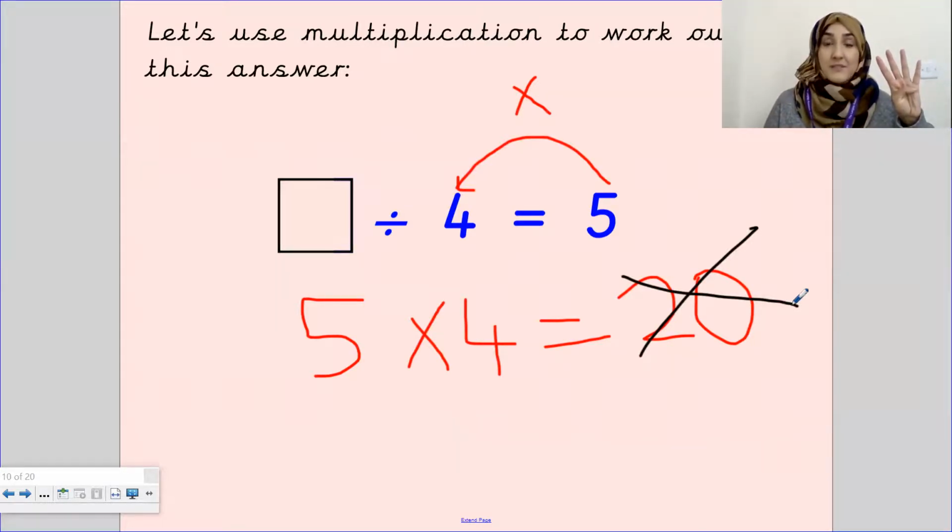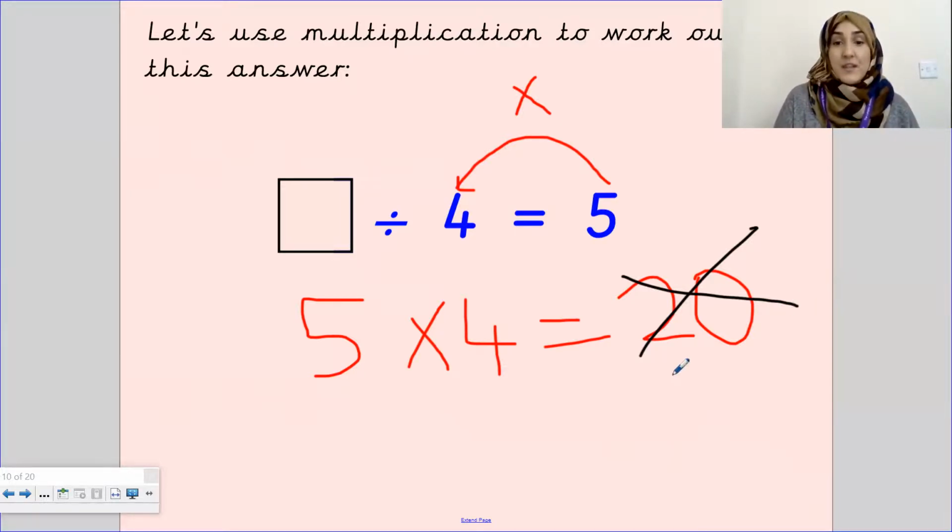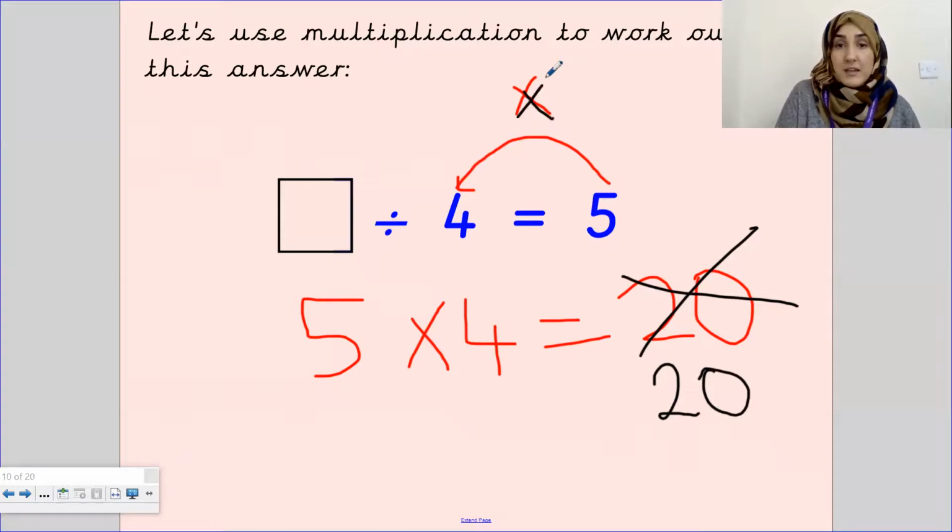Now, count in your 5s. 5, 10, 15, 20. Fantastic. So 5 multiplied by 4 equals 20. So we know that there is going to be 20 divided by 4 groups equals 5 in each group.